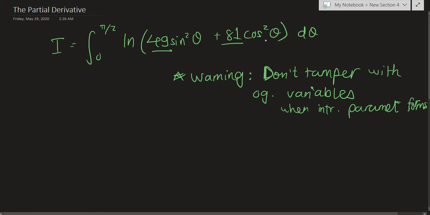So like, don't try to convert this cosine squared theta into something. You may try to put a parameter inside the argument of this cosine, multiplied with the theta, but generally don't change the face value of any of this while parameterizing.